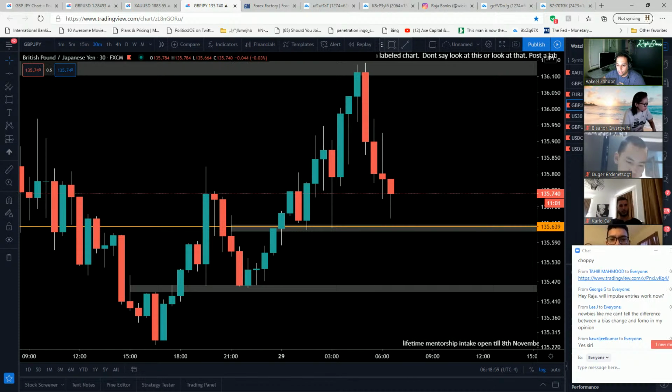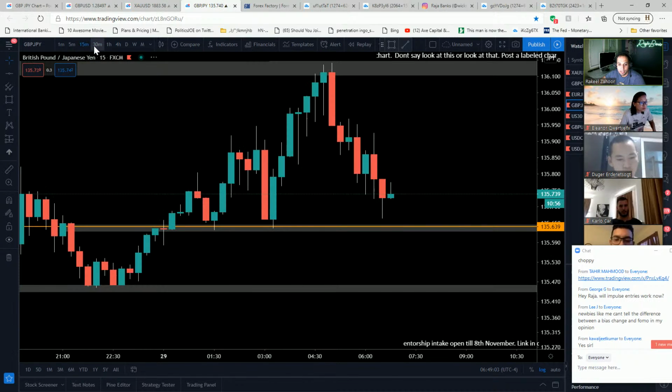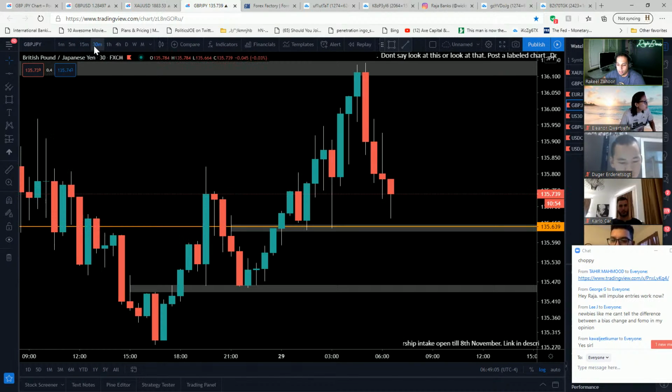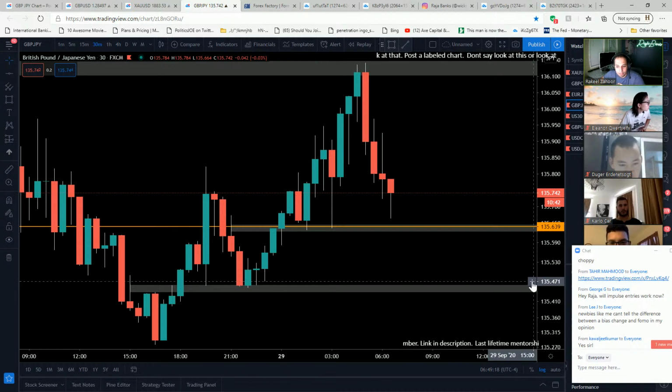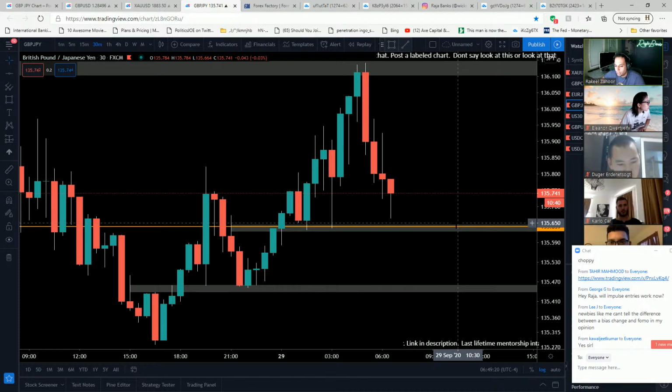Will impulse entries work now? Work now for what? Impulse entries for what? I mean, you need to give some more information there. Okay, what's this? Newbies like me can't tell the difference between a bias change and FOMO, in my opinion. I think it depends. It's subjective, right? You need to send a chart and say, okay, would this be a FOMO trade?